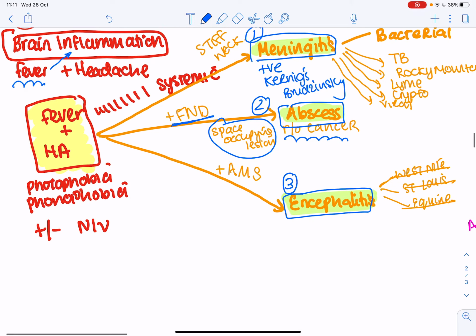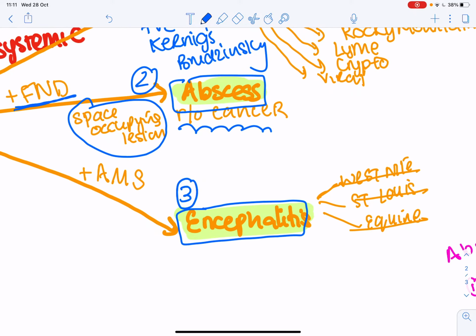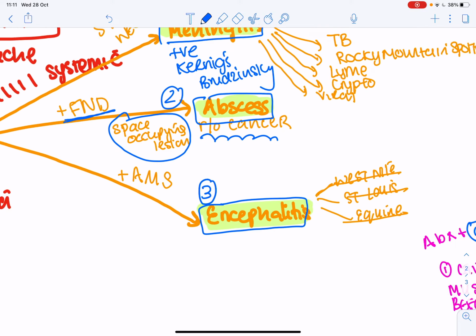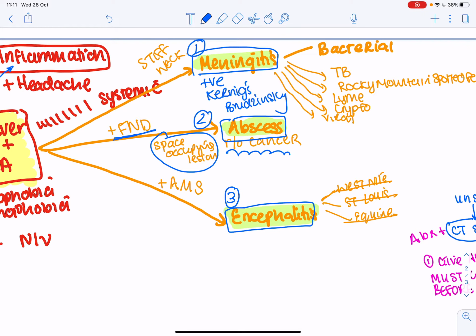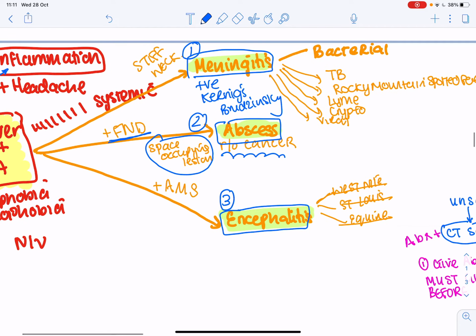And then fever and a headache plus an altered mental status. Whenever there's an altered mental status, this is going to be encephalitis. So now remember, these rules are not hard and fast. These are just overviews to help you make the differentials for fever and a headache. Now let's go into meningitis.